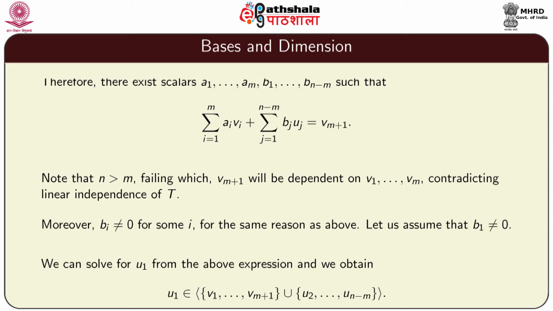In particular, they must generate v(m+1), which is a vector in the linearly independent set T. Therefore, we must have scalars a1, a2, and so on up to am, and b1, b2, and so on up to b(n minus m), such that v(m+1) can be written as the linear combination summation ai vi, i equal to 1 to m, plus summation bj uj, j equal to 1 to n minus m.